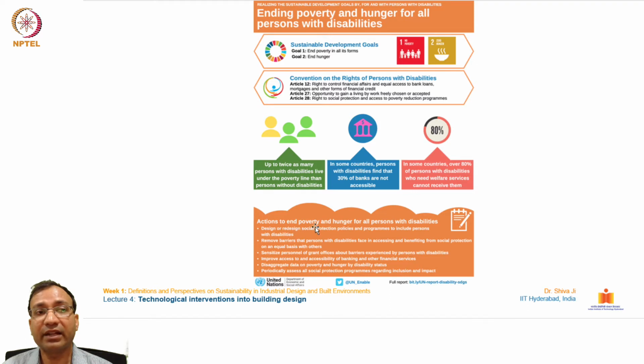So the actions needed to end poverty and hunger for all persons with disabilities: design or redesign social protection policies and programs to include persons with disabilities, remove barriers that persons with disabilities face in accessing and benefiting from social protection on an equal basis with others, sensitize personnel of grant offices about barriers experienced by persons with disabilities, improve access to and accessibility of banking and other financial services, disaggregate data on poverty and hunger by disability status, and periodically assess all social protection programs regarding inclusion and impact. So these are the action points recommended by the United Nations, particularly for this group of people, to solve these two sustainable development goals.